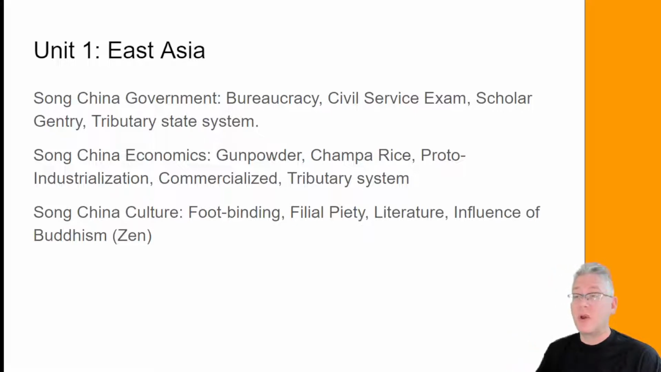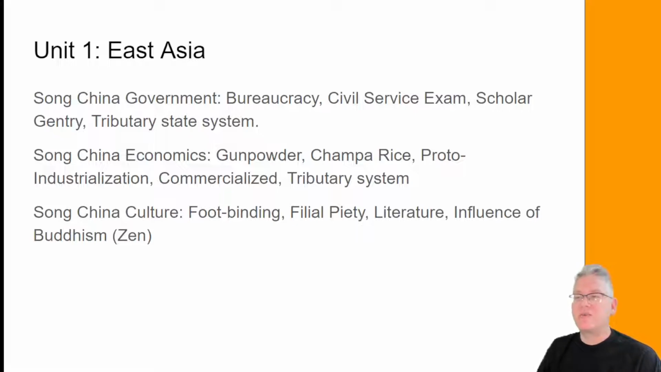So they're going to have a bureaucracy that helps to run the government. They'll have a civil service exam, which is the way that you get into the bureaucracy. They're going to have a group of people called scholar gentry. These are people who have done very well on the civil service exam, and therefore they are a part of an elite group, unlike, say, a landed gentry who don't have that scholarly aspect. They just kind of control their own land.